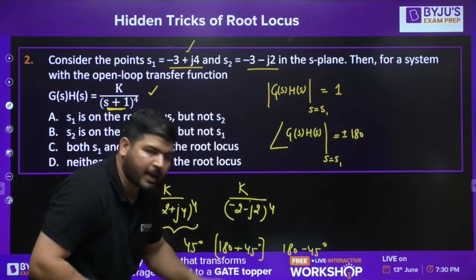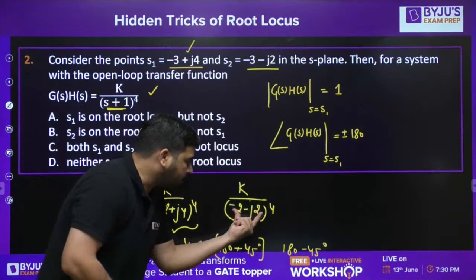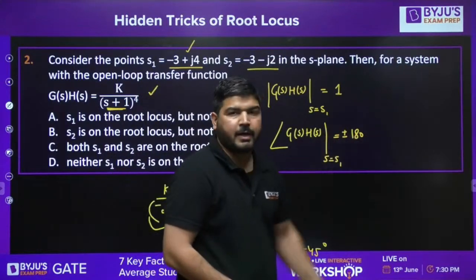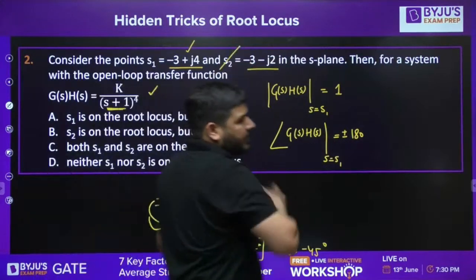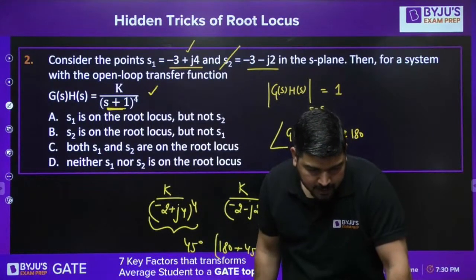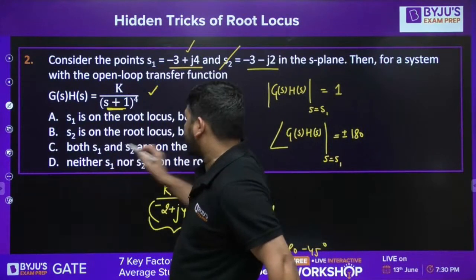Now, multiply by 4 times. If you multiply it 4 times, this will go to 0, and this will become 180. So the angle of this denominator is 180. Take this angle in the numerator, and you will get minus 180. It means this S2 is satisfying the phase criteria. Okay, this S2 is satisfying the phase criteria. So it means S2 is on the root locus, but not S1.